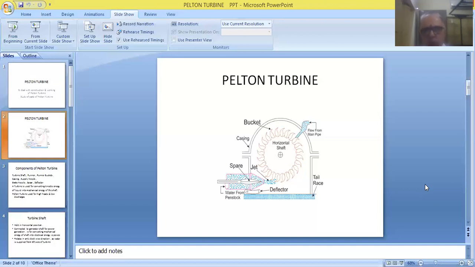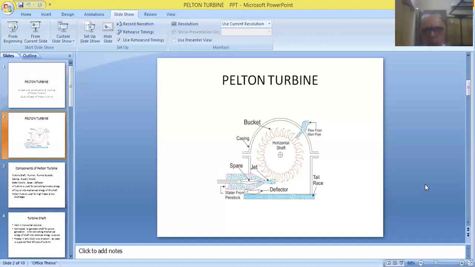And similarly, water which is coming out of the runner will also have zero pressure. That means water will be entering the runner at atmospheric pressure, and also it will be leaving the runner at atmospheric pressure. So the entire operation will be taking place at a constant pressure. Therefore, it is also called a constant pressure turbine. So these are the different names given to this machine.